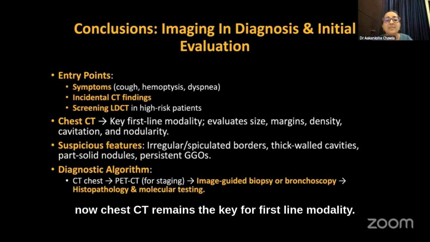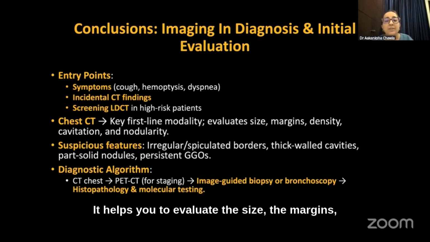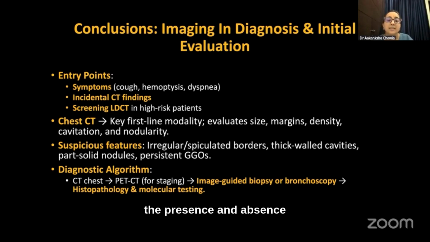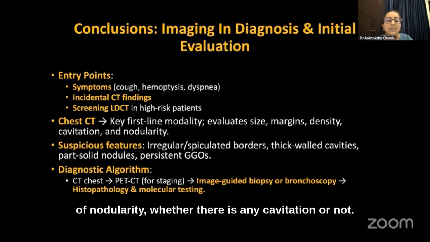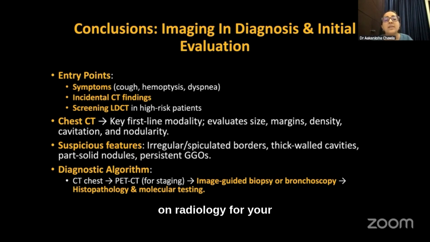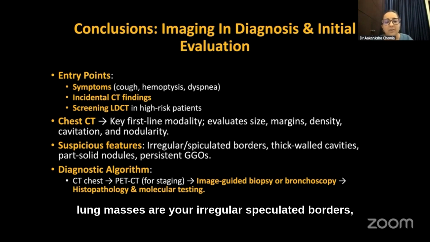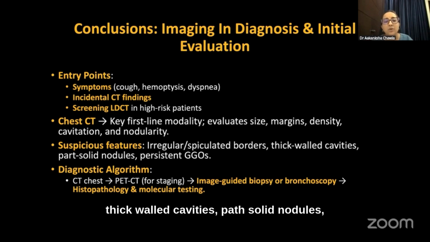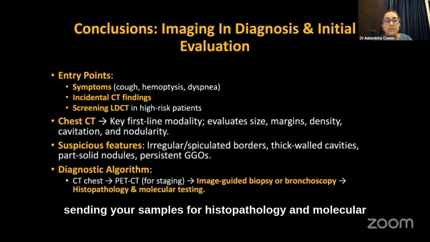Now, chest CT remains the key first line modality. It helps you to evaluate the size, the margins, the density, the presence or absence of nodularity, whether there is any cavitation or not. Suspicious features that we see on radiology for your lung masses are irregular spiculated borders, thick walled cavities, part solid nodules, persistent ground glass opacities. So the diagnostic algorithm involves your CT chest as the first modality, after, of course, you've done your X-ray, then PET CT for staging, image guided biopsy or bronchoscopy, and of course, sending your samples for histopathology and molecular testing.